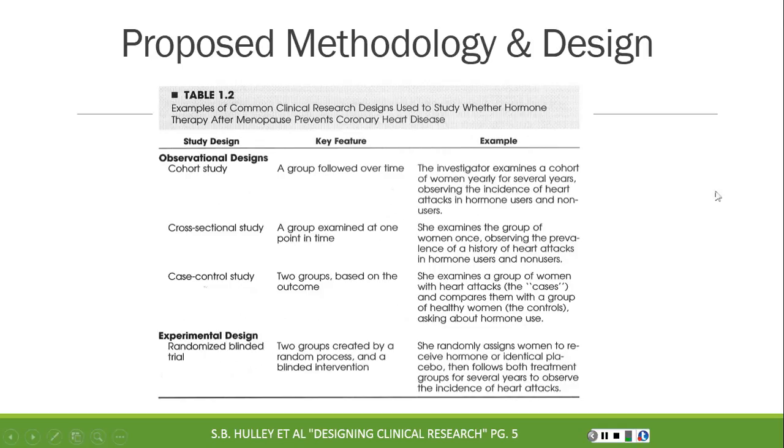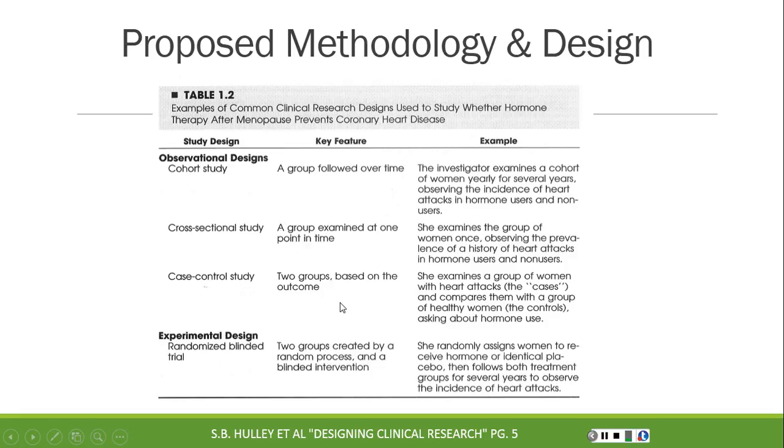An example is where an investigator examines a cohort of women yearly for several years, observing the incidence of heart attacks in hormone users and non-hormone users. A cross-sectional study is a group examined at one point in time. In this study design, an investigator, for example, would look at a group of women one time, observing the prevalence of a history of heart attacks in those using hormones and those that did not use hormonal contraceptives.